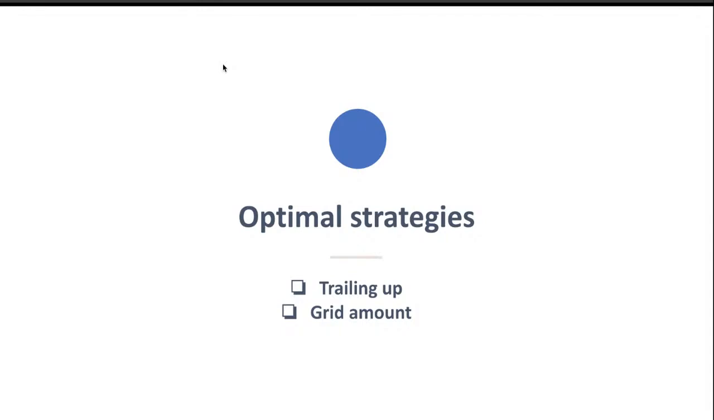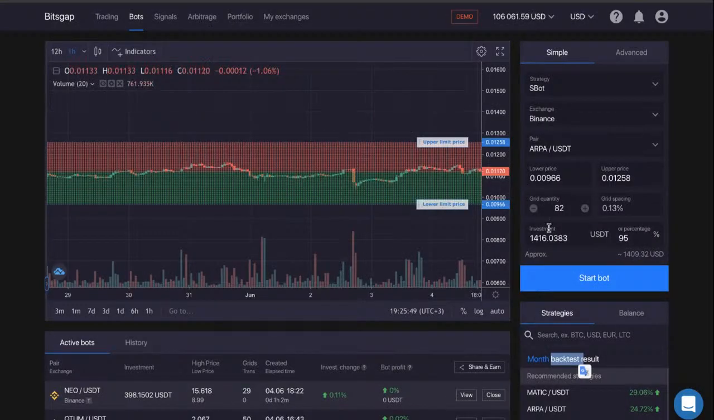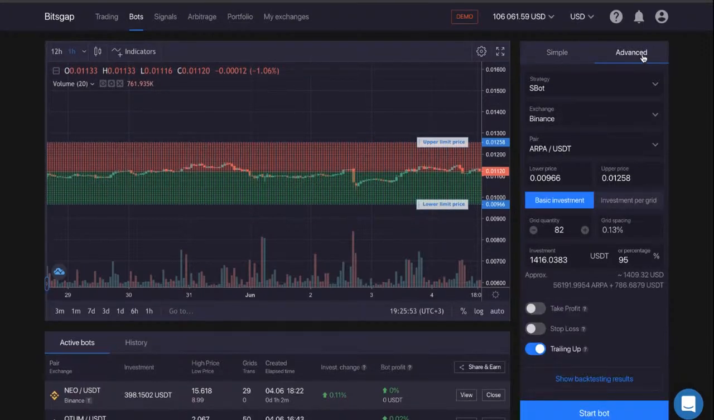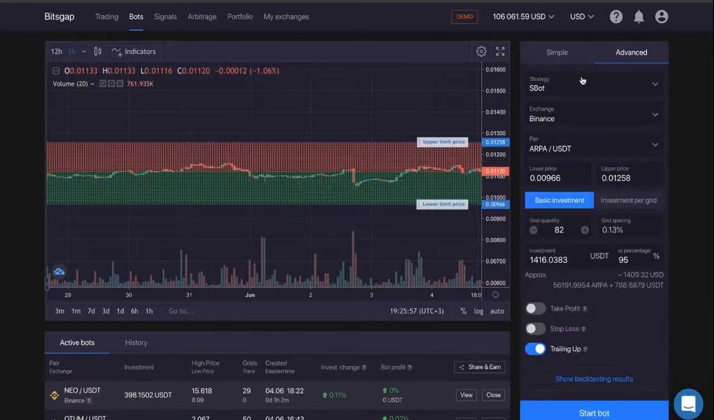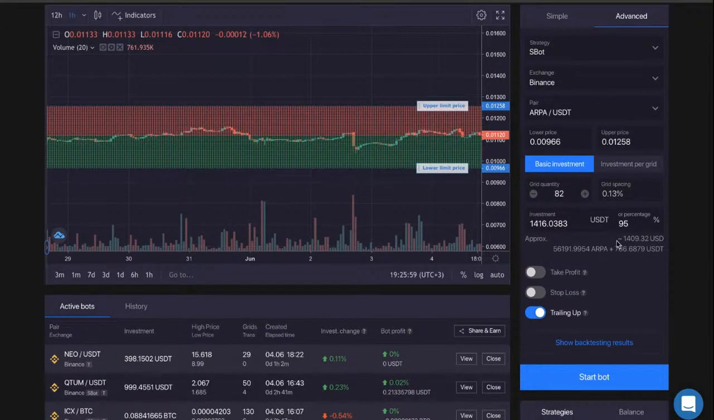Now, let's discuss optimal strategies. We will cover what the trading up function is all about. You might have noticed, no, actually you haven't, because I didn't switch to the advanced section. The difference between the simple and the advanced section is that in the advanced, you have a full description of your investment distribution.